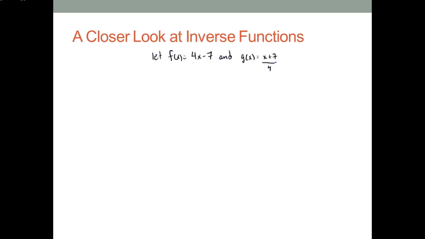I'm always going to define functions for you when we're doing f∘g and g∘f, or f composed with g and g composed with f. So my f of x here is 4x minus 7, and my g of x here is (x plus 7) over 4. In order to check, we're going to compose the functions both ways. So for f of g of x, where I have the x in my f function, I'm going to put the entire g function, and then I'm going to simplify.